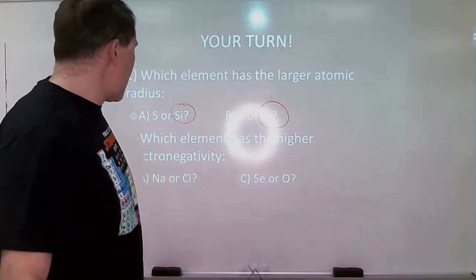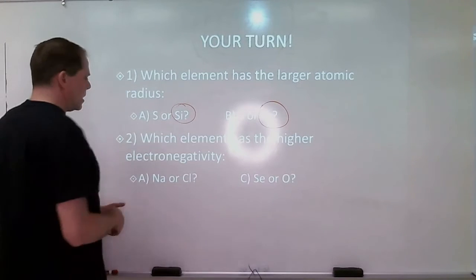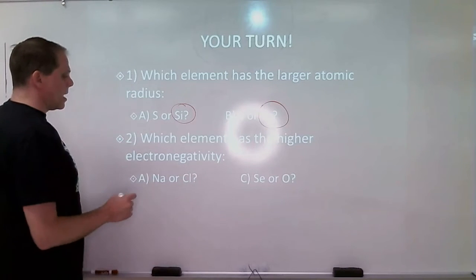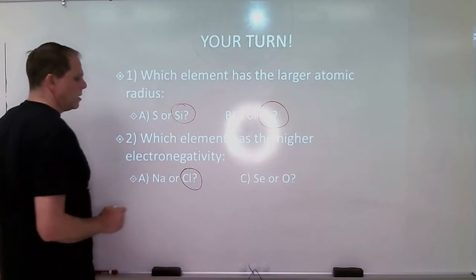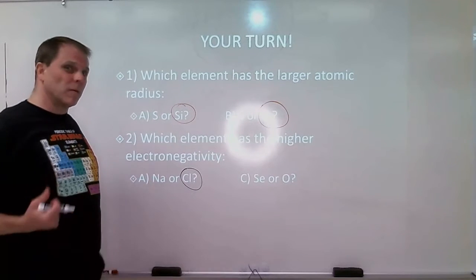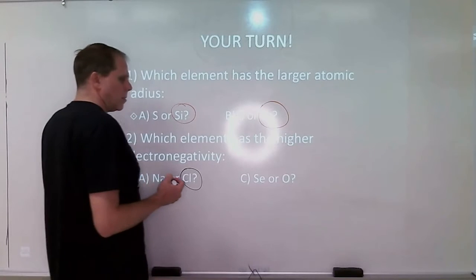Which element has the higher electronegativity? Is it sodium or chlorine? Well, chlorine, again, it's going to increase as you go to the right. Chlorine is going to have a higher electronegativity because it has a higher effective nuclear charge, so it's going to pull electrons toward its center more.